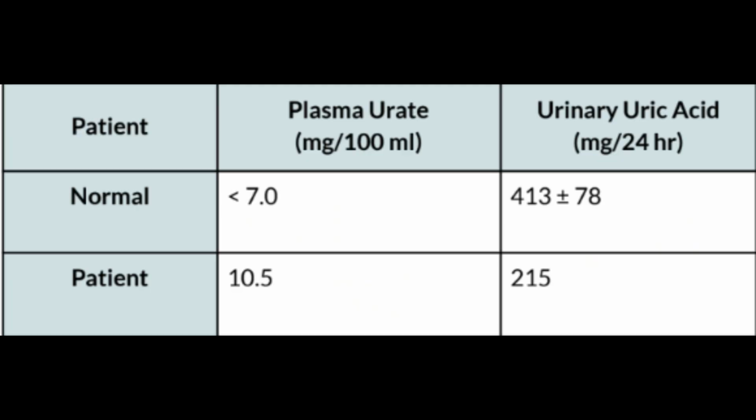But gout begins when there is an excess of uric acid in the blood, a condition known as hyperuricemia. This excess can occur due to either an increased production of uric acid or a decreased excretion of uric acid by the kidneys. So he took an exam, and this chart right here shows the exam analysis.